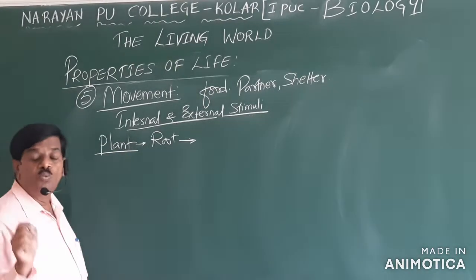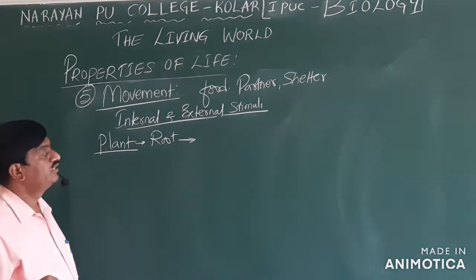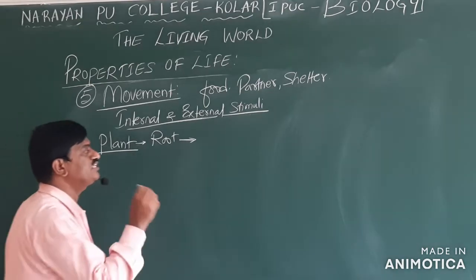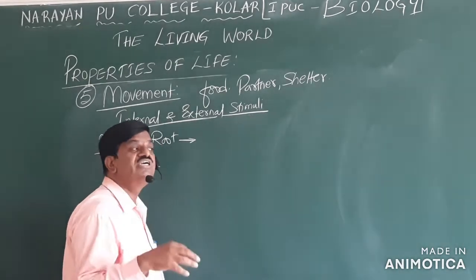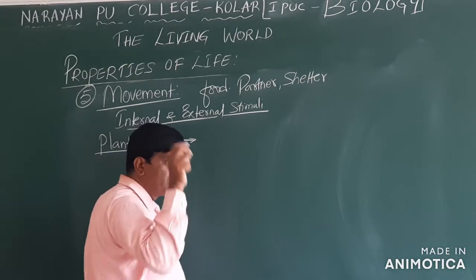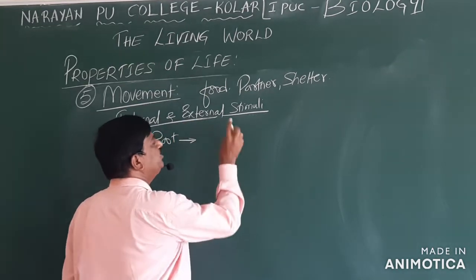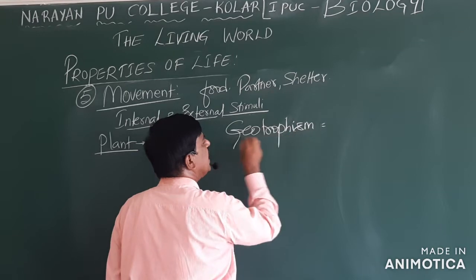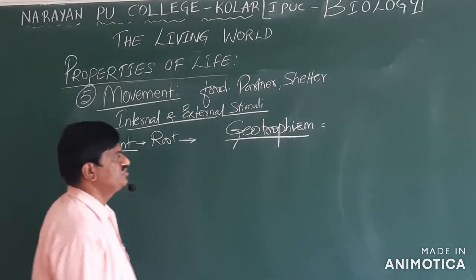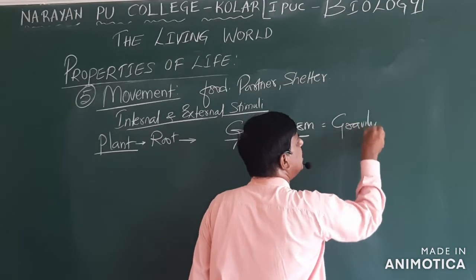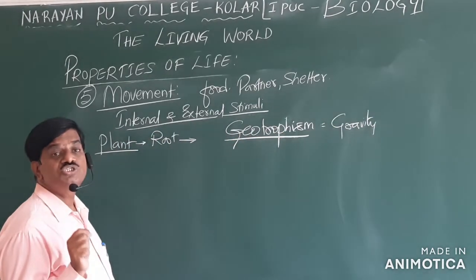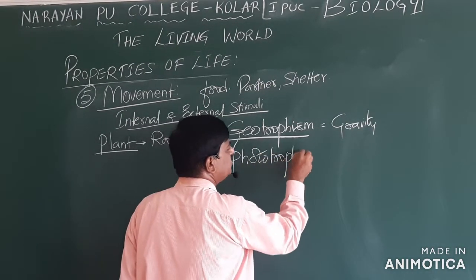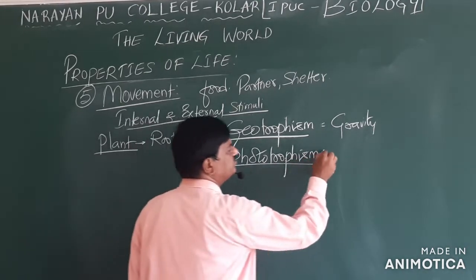One more example is Mimosa pudica, which moves when touched. Like this, plants also move. For example, plants grow towards gravity. When a plant grows, the roots move towards the soil; moving towards gravity is called geotropism. The stem always moves towards light. Moving towards light is called phototropism.